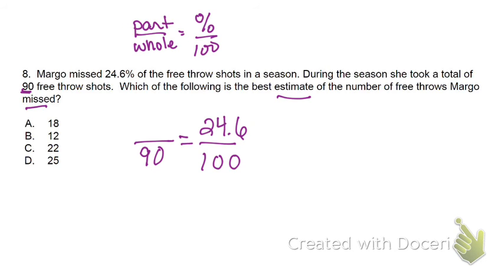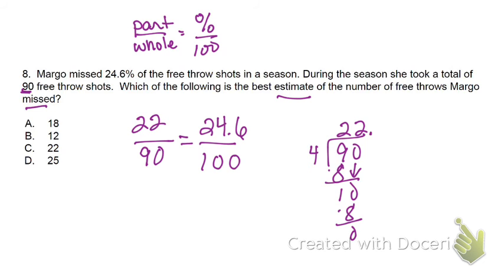24.6. Well, if we think about it, 25 is a fourth of 100. So what's a fourth of 90? That could be a good estimate here, right? 4 times 2 is 8. 4 times 2, 8. Okay. So an estimate here is going to be 22.2. So 22 would be my guess.